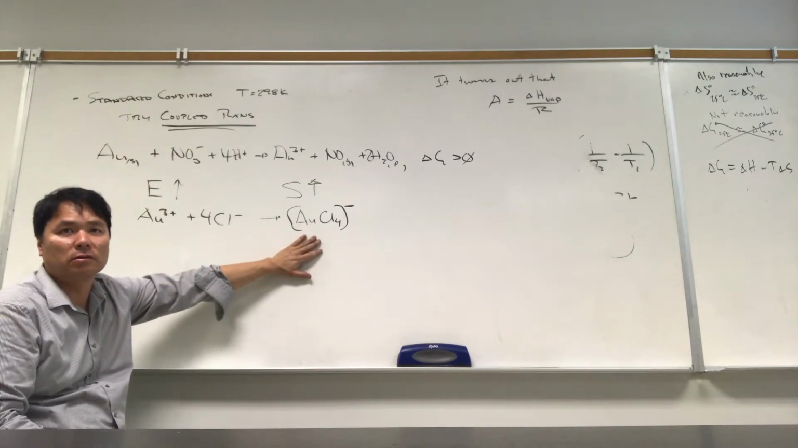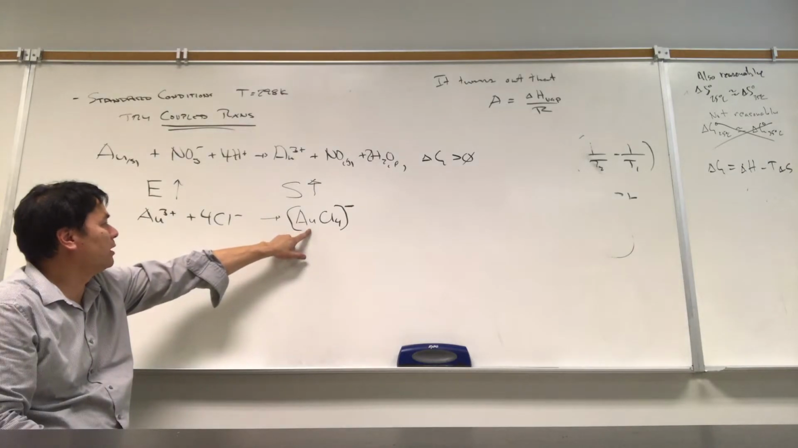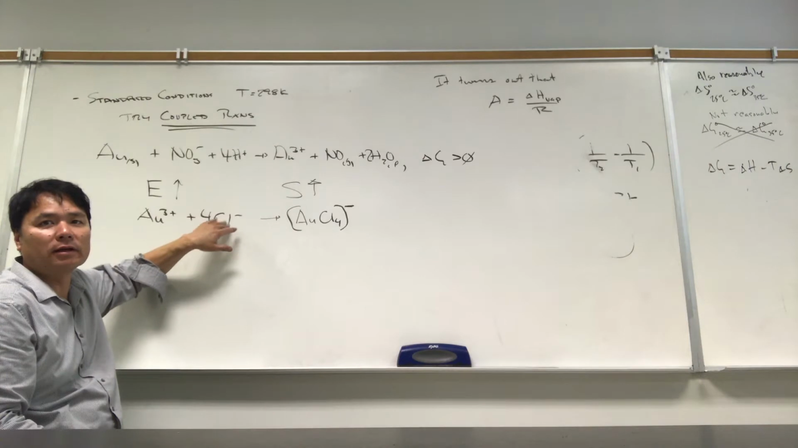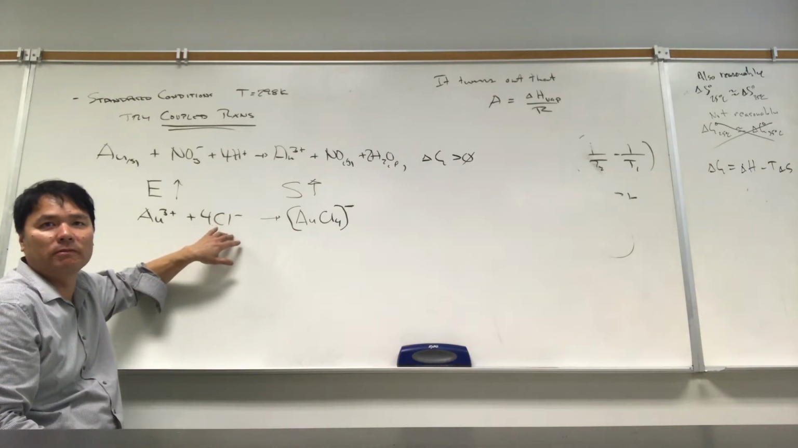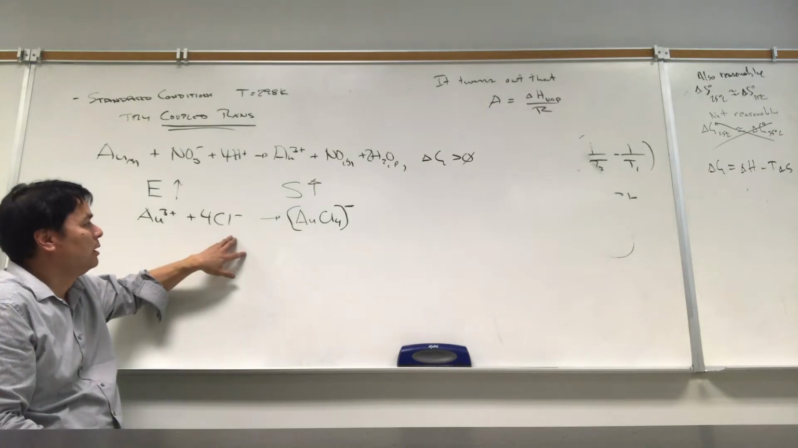Tetrachloroaurate 3. This is called the tetrachloroaurate 3 ion, and we stop calling it chloride, we start calling it chloro because these Lewis bases are called ligands. And so this is Lewis.